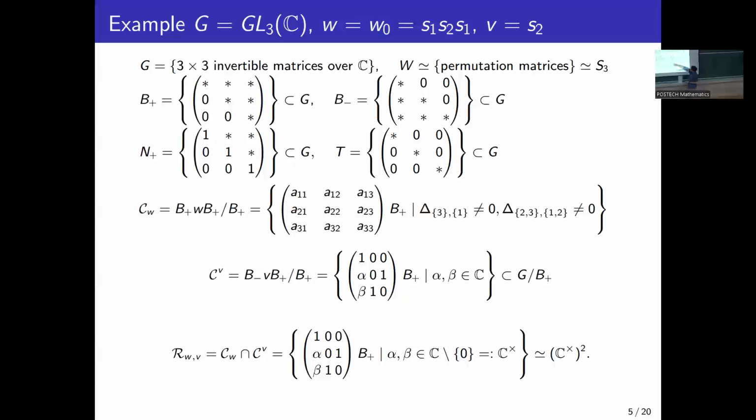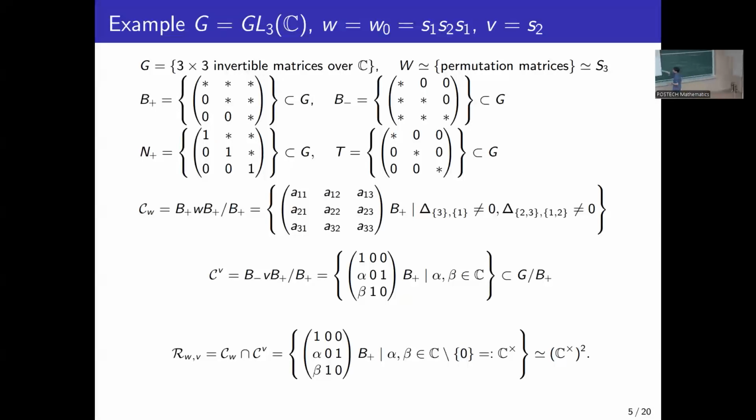If you consider the Schwarz cell C_W, this is the maximal Schwarz cell, then it is nothing but the coset represented by the matrices where those two functions are non-zero. Here, this is a minor. So delta 3,1 denotes the matrix coefficient in the third row and first column. And delta 23,12 denotes that you take the second and third rows and the first and second columns, so you will get the 2 by 2 matrix, and you take the determinant. That minor should not be zero. So this is the condition for the Schwarz cell.